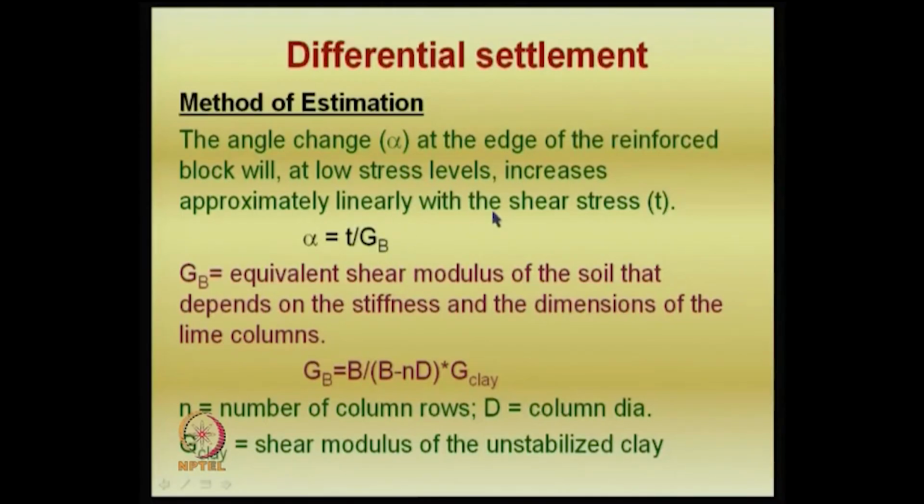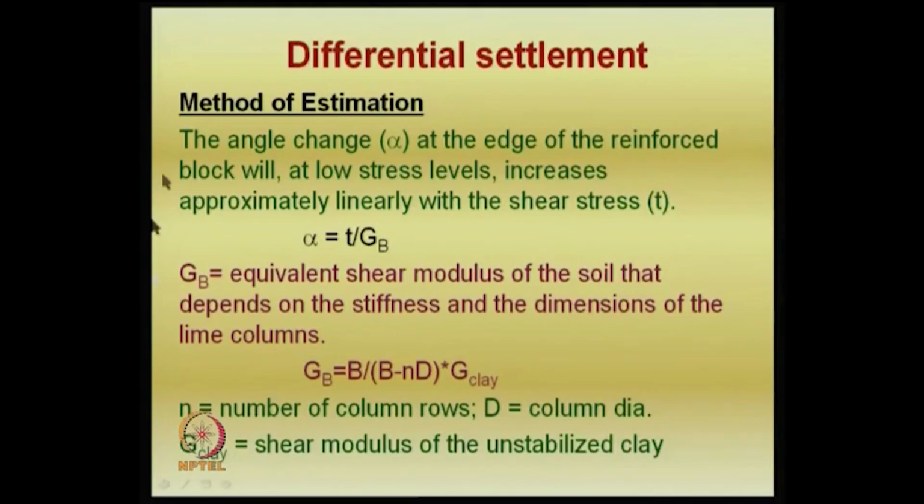You are trying to talk about the improved soil, so what is that? The GB is nothing but the equivalent shear modulus of the soil that depends on the stiffness and the dimensions of the lime columns. So, you have to calculate the stiffness of that to calculate the distortion. The GB is calculated by taking some ratio and proportional type of formula. We know the stiffness of the soil, clay, say for example 10 MPa, 5 MPa, it can be a very low value. For rock, it could be 100 MPa, and for steel it could be much higher. G is the shear modulus.